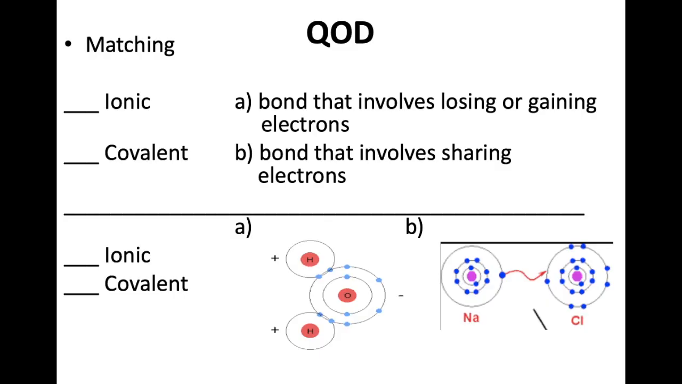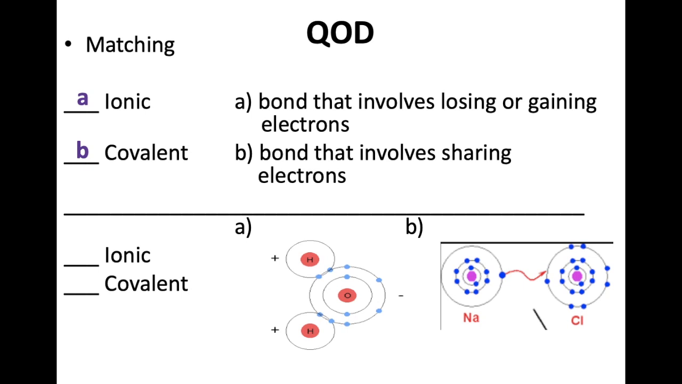Okay, welcome back. Let's look at this matching section. So we're looking at the difference between an ionic and a covalent bond. An ionic bond is a bond that involves losing or gaining electrons, because they're taken, and a covalent bond is B, a bond that involves sharing those electrons.